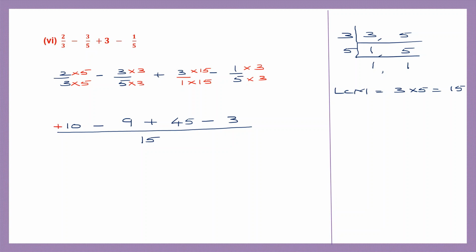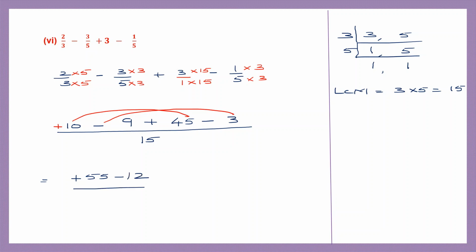So here we have plus 10 and plus 45. So first let's add up the numbers with a plus sign. So when we add up the numbers with a plus sign, what do we get? When signs are the same, put the same sign and add: 10 plus 45 is 55. Now let's take up the numbers with a minus sign. Minus 9 and minus 3. Again, when signs are the same, put the same sign and add: 9 plus 3 is 12.